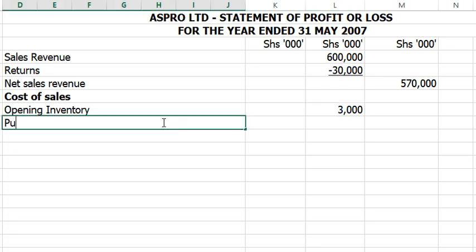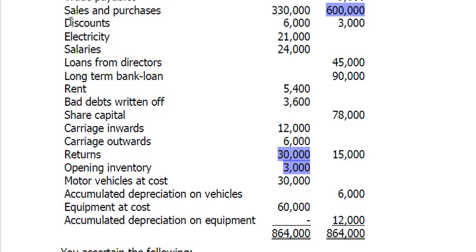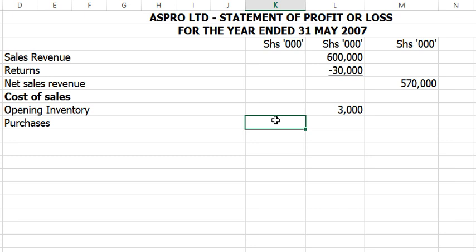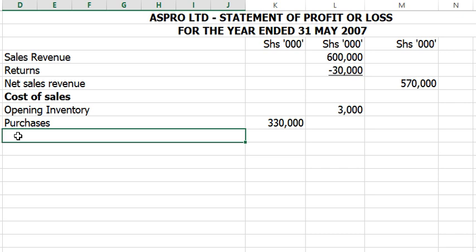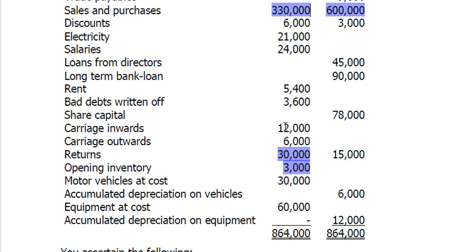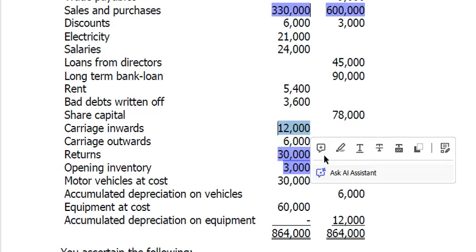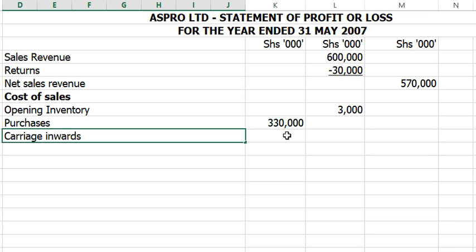On that, you have to bring the purchases. The purchases, you will find them in the trial balance, where we have sales and purchases, on the debit column, and that is 330,000. Now these purchases, I'll add the carriage inwards, costs incurred on transportation of these materials. Carriage inwards is 12,000 as per our question. So you add them to the purchases.